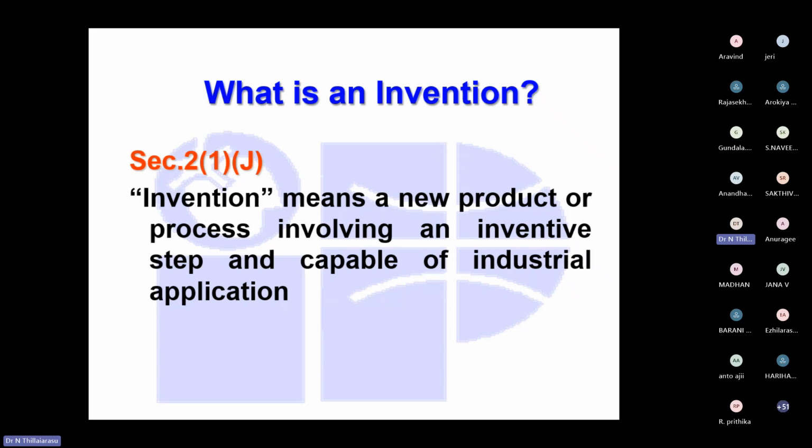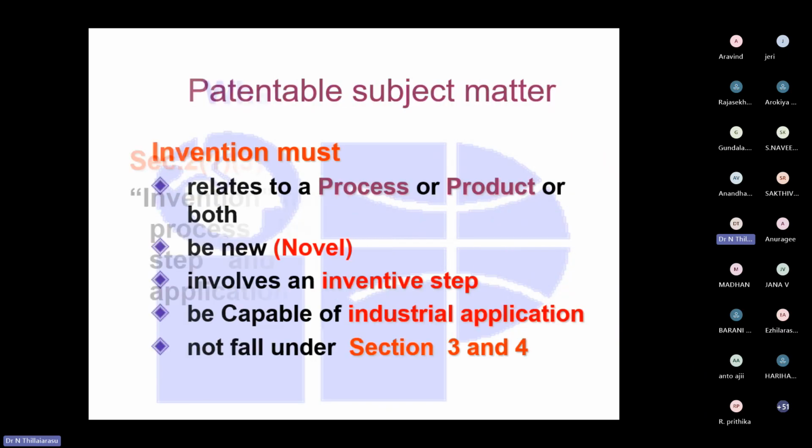And now I'll tell you what exactly an invention is. An invention means a new product or process involving an inventive step and capable of industrial application. For patentable subject matter, the invention must be related to a process or product or both. It is supposed to be a process, and I have one process as an example: if you are creating tea, there is a set of processes there. Or a product you are making. So it is a new product or a new process.